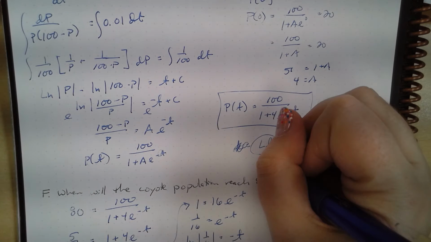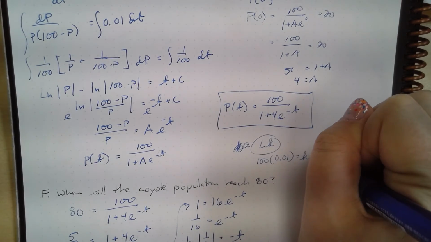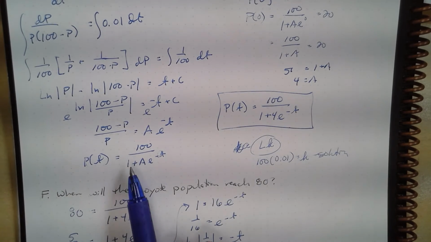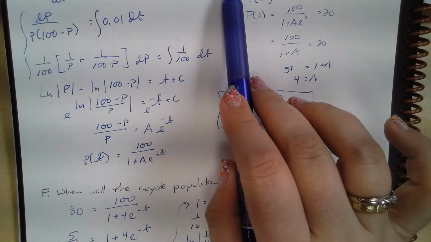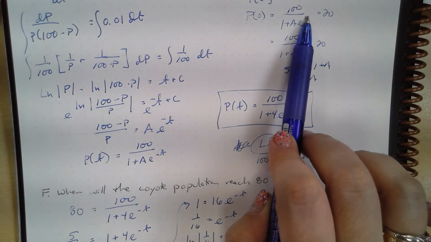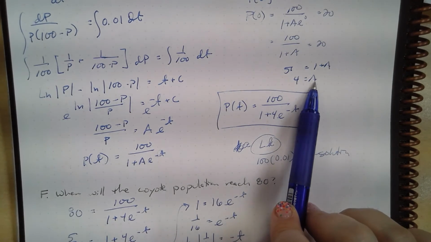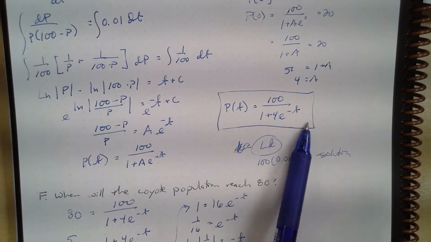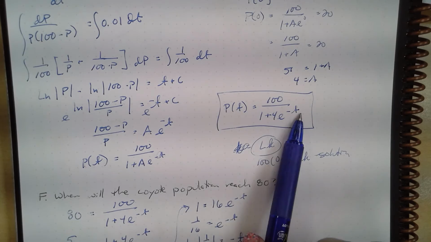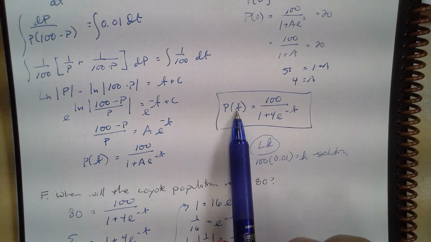So in this case it was 100 times 0.01. That's going to be equal to the k in the solution. Okay, so we have that. And then we can use our initial situation. P of 0 equals 20, so we know P of 0 is 100 over 1 plus a e to the 0. Anything to the 0 power is 1. Do a little bit of math, we get our value for a. So we know that P of t, this is our general solution here, we can use this to find the population at any time, right?